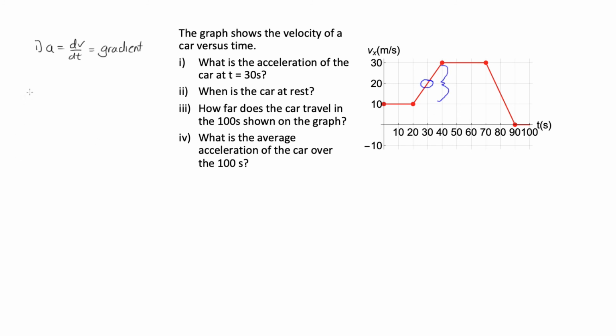So the gradient is equal to the rise. It's going from 10 up to 30, so the rise is 30 minus 10, over the run. This is ending at 40 seconds and starting at 20 seconds, so 40 minus 20. So this is equal to 20 over 20, which is equal to 1 meter per second squared, the acceleration of the car at this time.